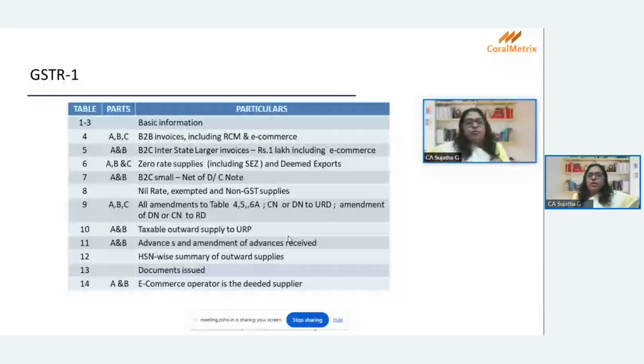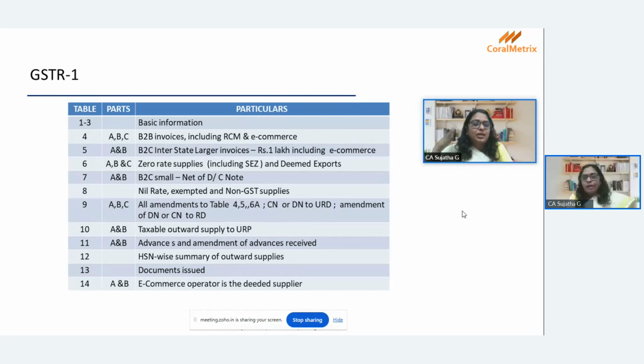Then when it comes to table 4, there are 3 parts to it. There is B2B, wherever there is an outward supply relating to B2B, and also RCM or e-commerce. So I would like to tell one point about e-commerce here. Whenever you are supplying through e-commerce, you are required to fill in your details in table 4. So wherever there is an RCM which results in outward supply, that also should come in table 4. So that is primarily what it is about.